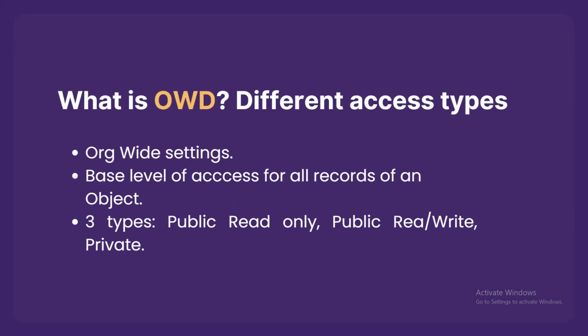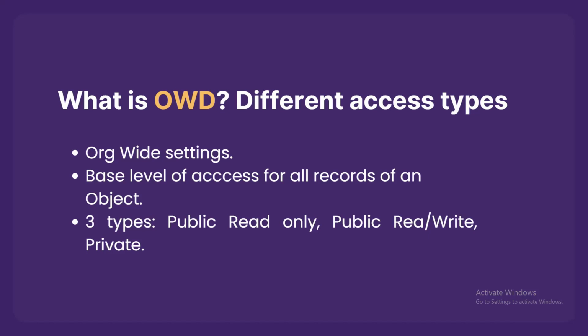What is OWD? Different access types. OWD is nothing but org-wide defaults, the base level access for all records of an object, right? Now, the three types of access we can give by using OWD are public read only, public read write, and private.